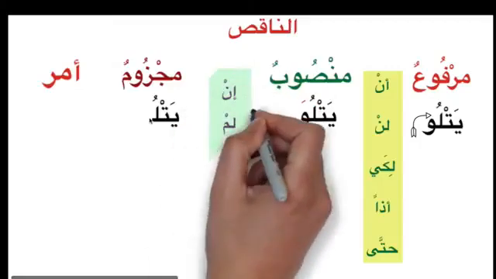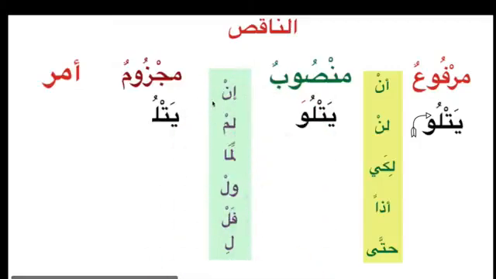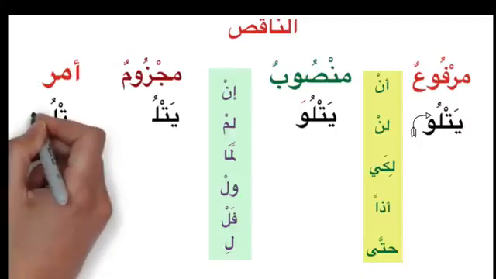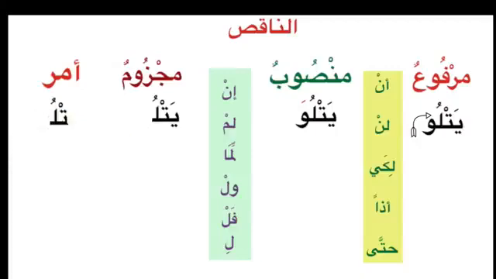In the amr form, again, these are the harf majzoom. How do we make the amr? We know we don't need the alamat mudari', so we take away the alamat mudari'. And again, how do we make the majzoom? It is bi hadhfi harfi illa. So we take this harf illa and remove it, and obviously we cannot pronounce the word when it starts with a sukoon.